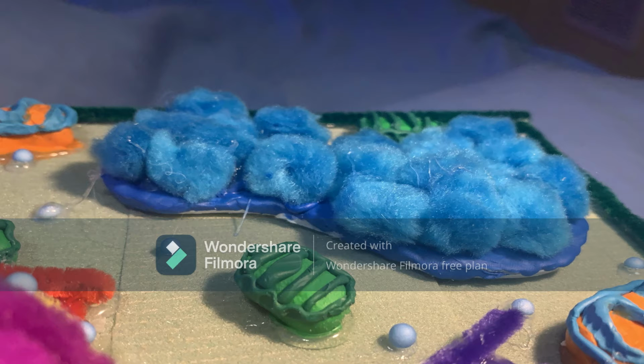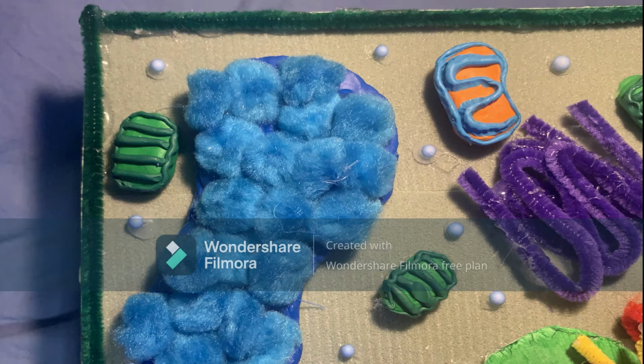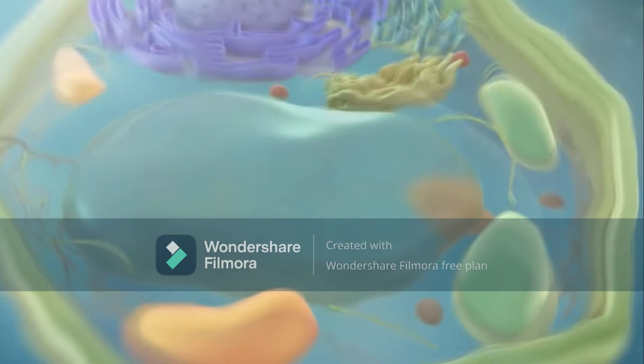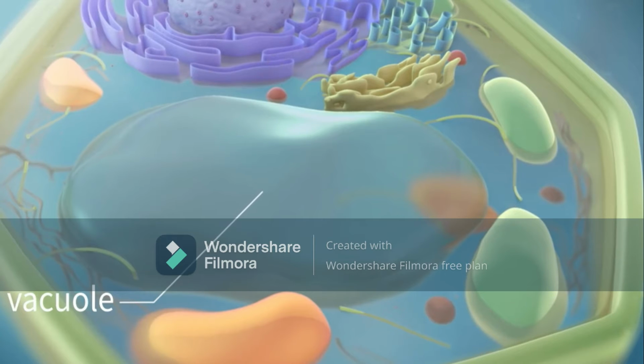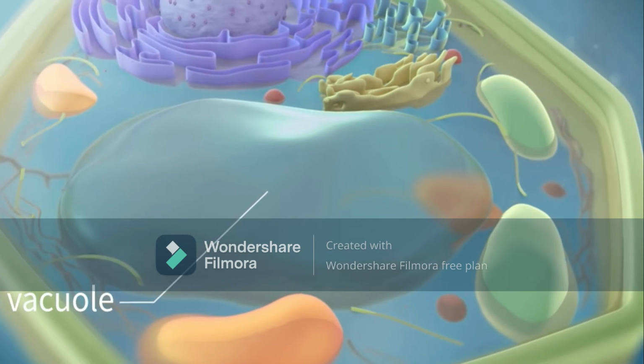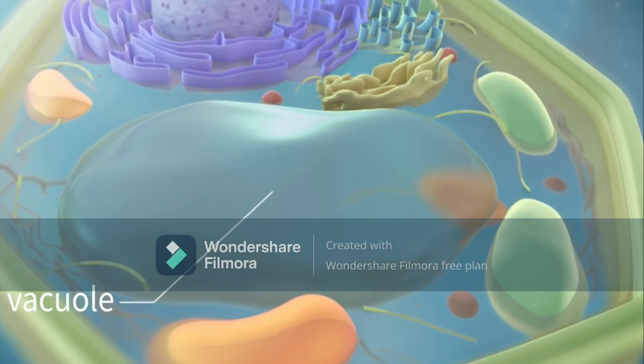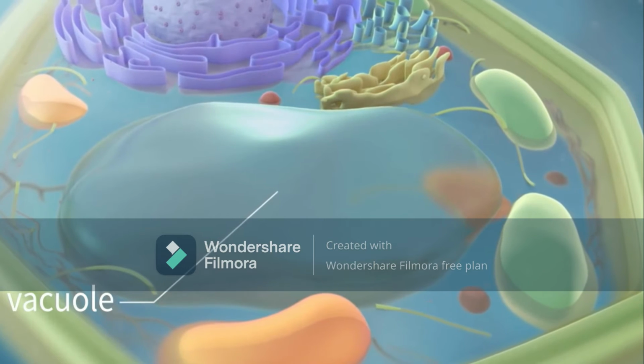A vacuole is a membrane-bound organelle. In my model, a vacuole is represented by a large disc covered with blue clay. In plant cells, vacuoles help maintain water balance and contain enzymes. A single vacuole, also called a central vacuole, can take up most of the interior space in a plant cell.